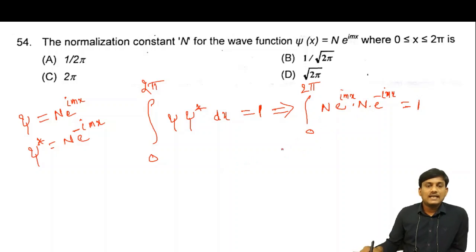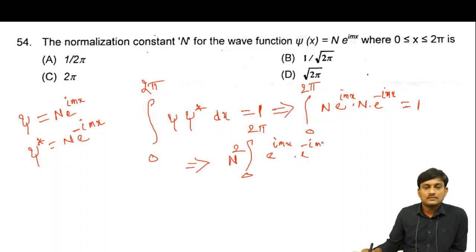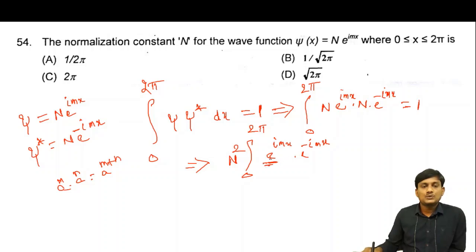Here n into n square, that implies n square, it's a constant, you can bring outside, and 0 to 2 pi, and the e power of imx into e power of minus imx. So we know the equation: if you take a power of m into a power of n, it is equal to a power of m plus n. So here these two are equal, e and e, this one is e. So what is the equation you will get?